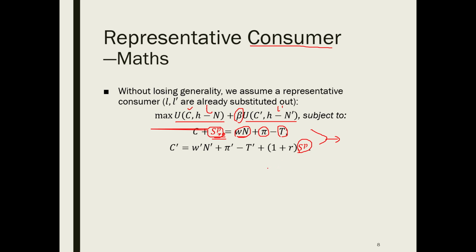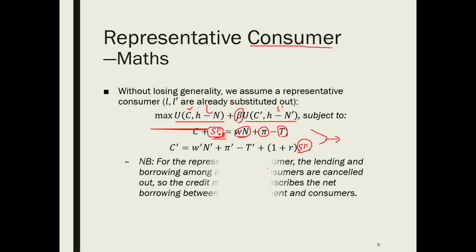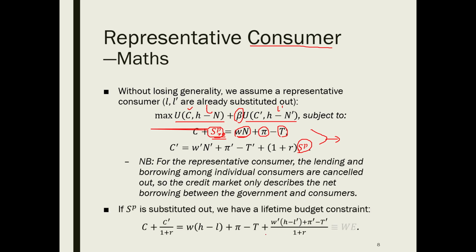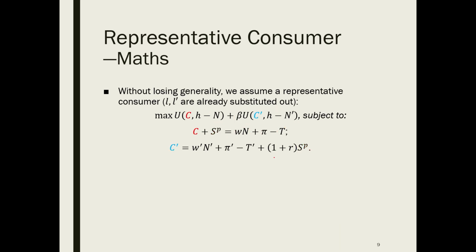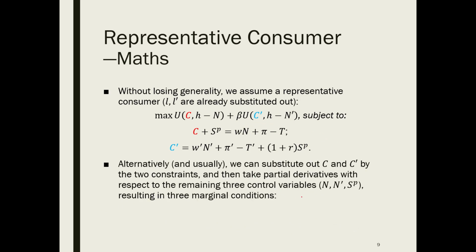To solve the optimization problem, we usually use an alternative approach of substitution. Instead of substituting out SP, we can substitute out C and C prime in the objective function by the two budget constraints. This is more convenient because we have two less variables to worry about. You can of course substitute out SP like what we did in the previous lecture, but the process would be a little bit more tedious. You're encouraged to try both ways of substitution and check if they give you the same results.